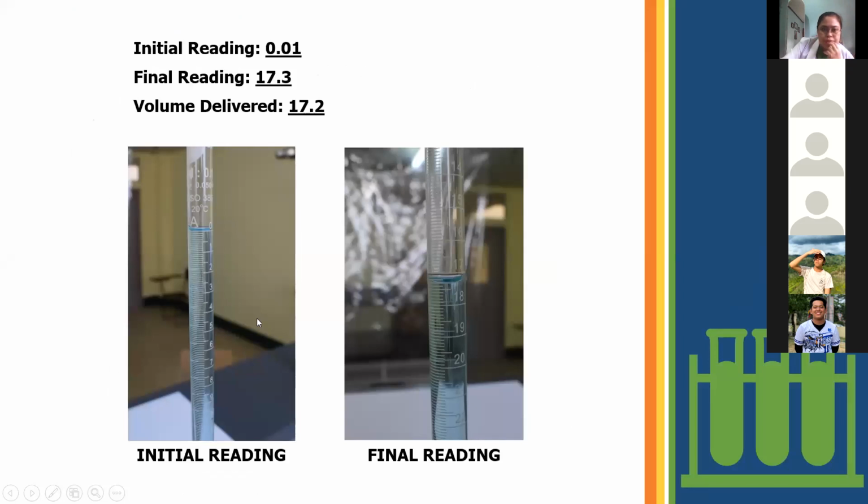So we have the initial reading based on that picture below, 0.01 ml. For the final reading, 17.3 ml. So we computed for the volume delivered. So just subtract. So the volume delivered is 17.2 ml.